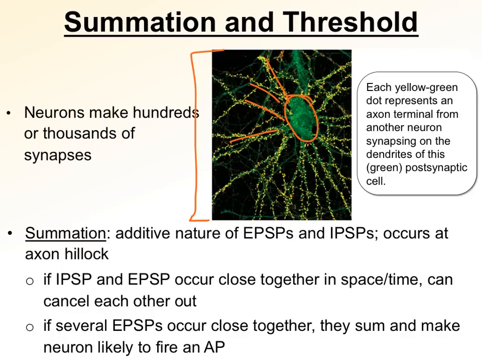And the summation occurs, as I mentioned, in the axon hillock. That's at the base of the cell body, right where the axon projects from the cell body. You can imagine that if inhibitory and excitatory signals cancel each other out, then nothing's going to happen. But if you have many excitatory signals one right after the other, they can sum up and make it likely that the neuron will fire an action potential.